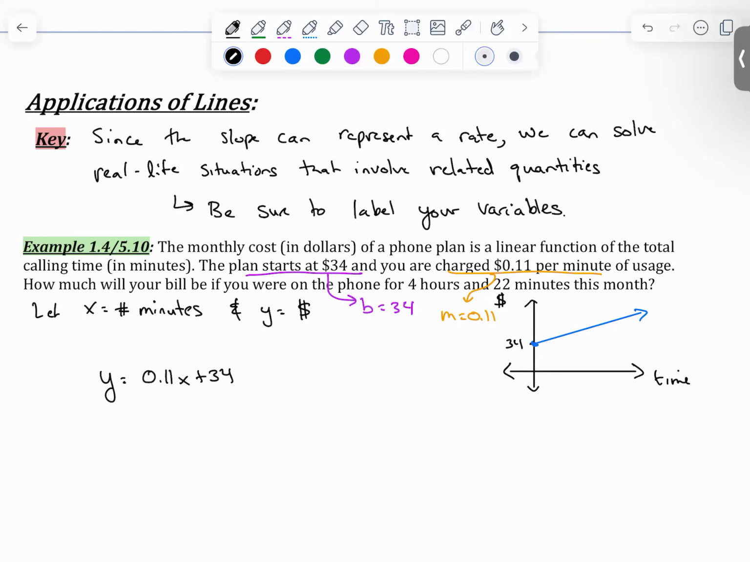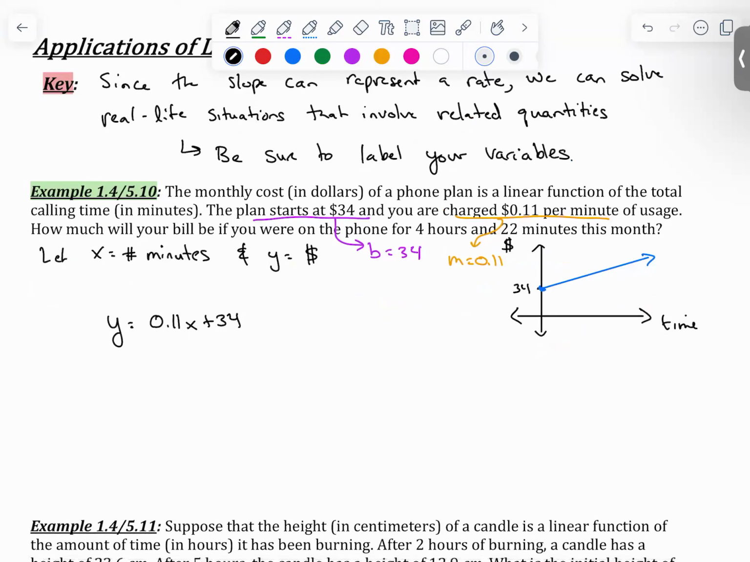It is asking us how much will your bill be if you are on the phone for 4 hours and 22 minutes. Now, you might be tempted to write 4.22, but that's not 4 hours and 22 minutes. Notice that that time x is measured in minutes. So we need to convert this 4 hours and 22 minutes to purely in minutes. So 4 hours, you just multiply by 60, you get 240 plus 22, that's 262 minutes.